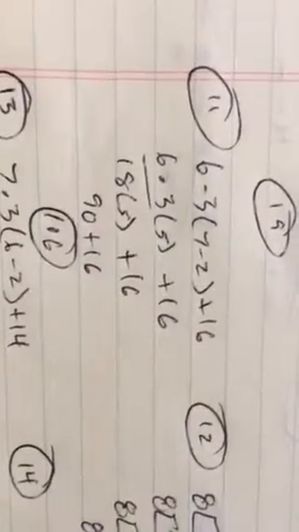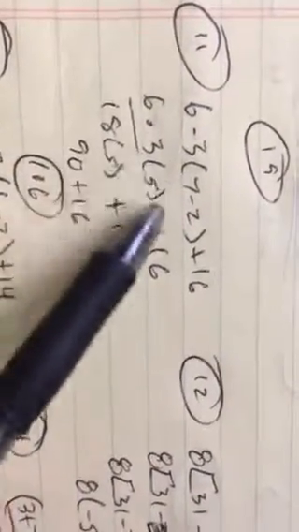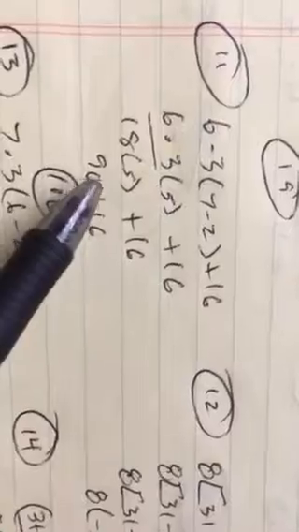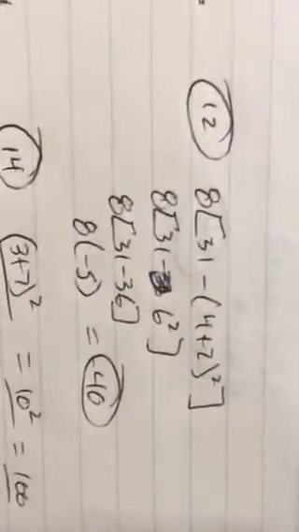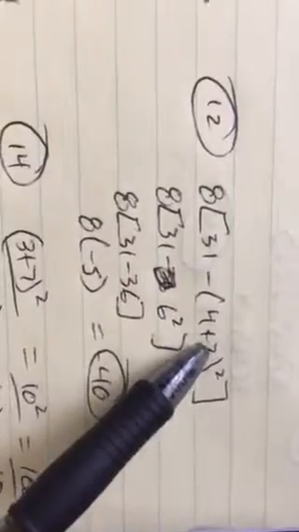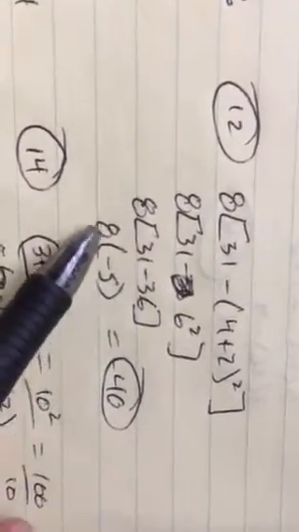On 11 here, do this parentheses. Then you really just have a string of multiplication. You can multiply all three of those numbers together to get 90. Add that to 16 to get 106. On 12, work with that parentheses first. You get 6, square it, then subtract from 31 to get -5. 8 times -5 is -40.